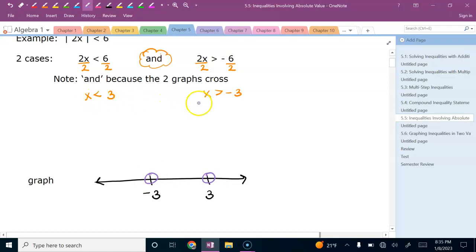It also makes sense if you just kind of read this, x has to be less than 3, which would be going from positive 3 to the left. And it has to be greater than negative 3, which would be starting at negative 3 and going to the right. So they would indeed shade in the middle here.